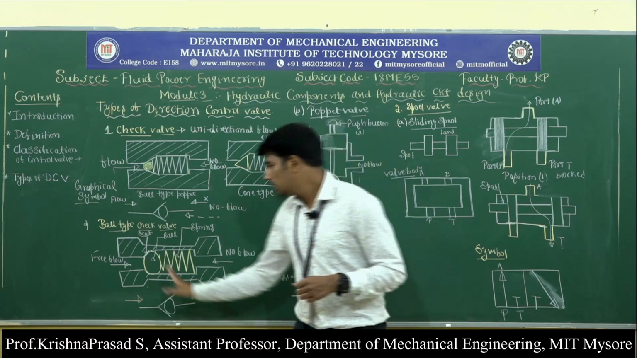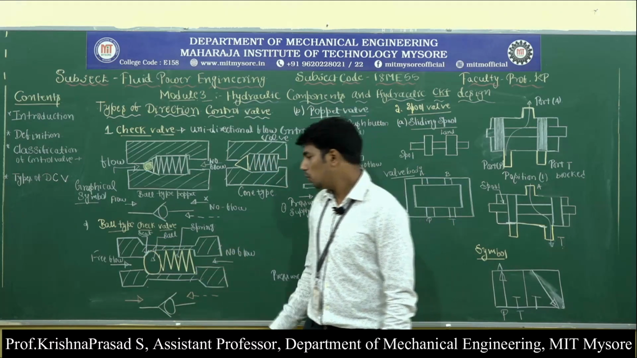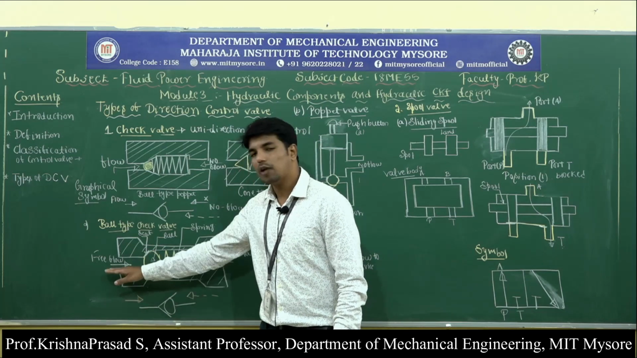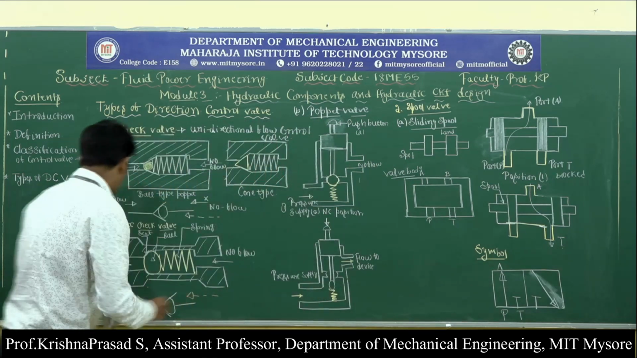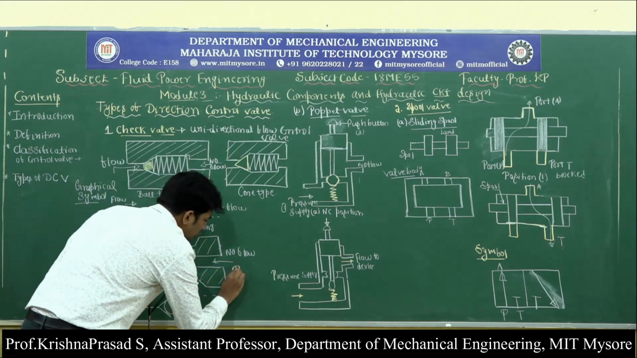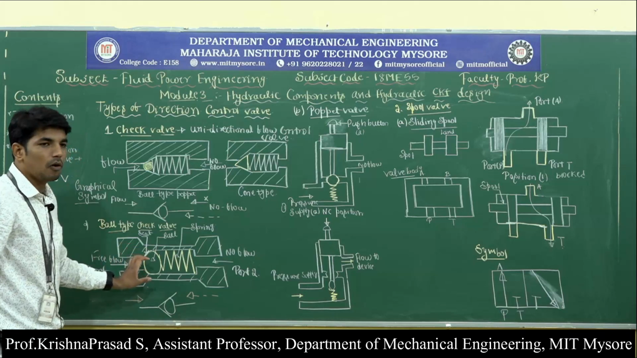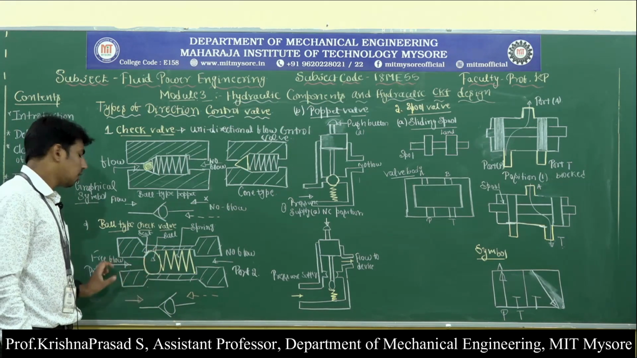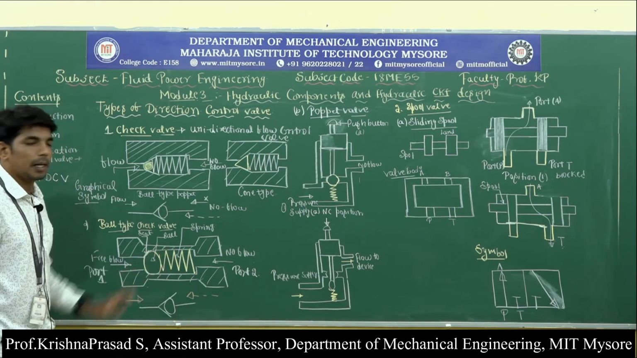So this ball, valve seat and the spring block the flow during the normally closed condition from port 1 to port 2. Observe here, this is port 1 and this is port 2. Initially the ball is placed over the valve seat and is kept closed in the forward direction with the help of the spring.